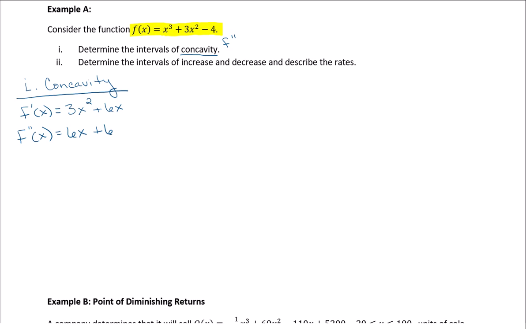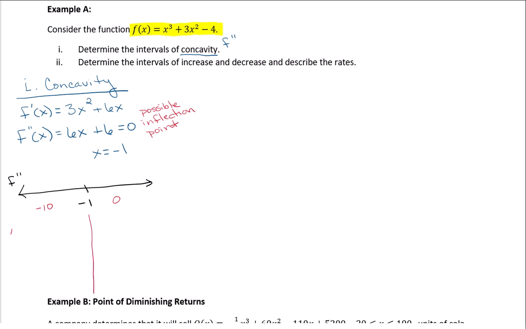plus 6. And remember, if we set this equal to 0 and solve, it will give us a possible inflection point at x equals -1. So once again, we're going to use our number line with -1 and plugging in this time to the second derivative because we're looking for concavity. Test point to the left, we can use, I don't know, -10 and maybe 0 to the right.